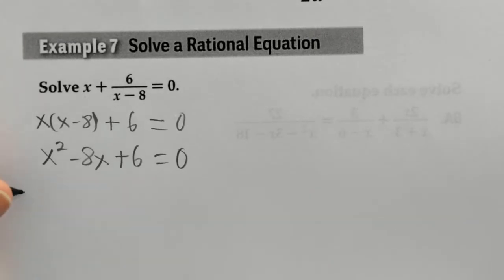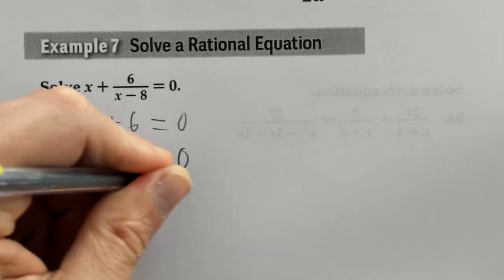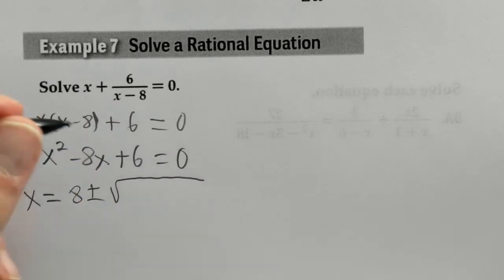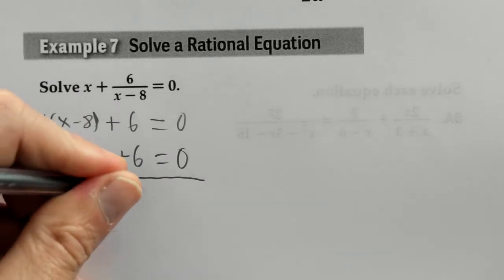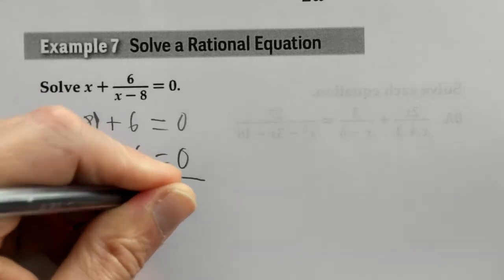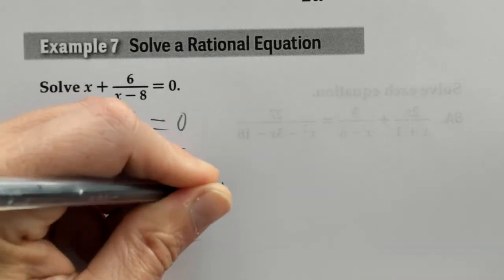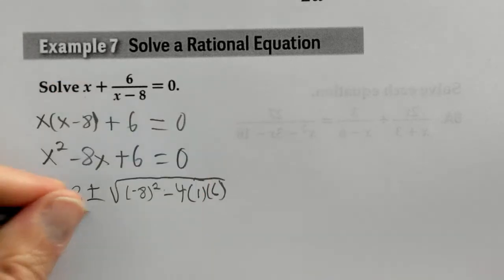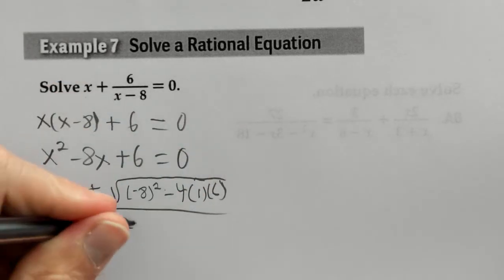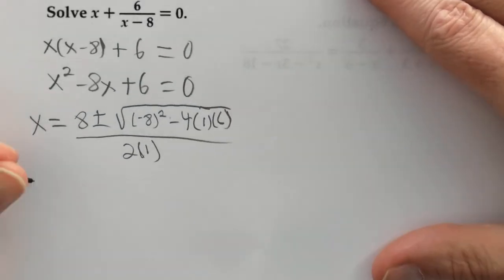So we'll plug in. It'll be x equals negative b. My b is negative 8, so that'll be 8, plus or minus the square root of b squared, which is negative 8 squared, minus 4ac, which is 1 times 6. And all of this is over 2 times a, which is 2 times 1. All right, so I've plugged into my quadratic formula. Now I just need to continue to solve it.